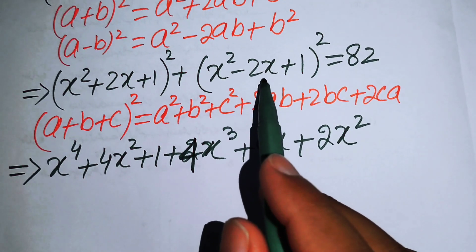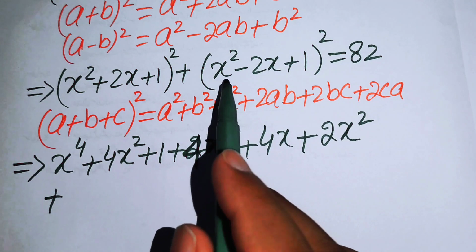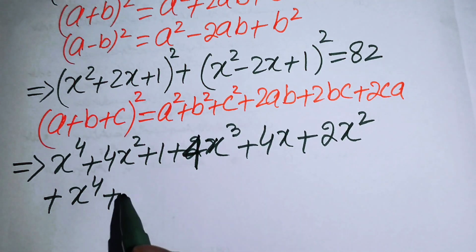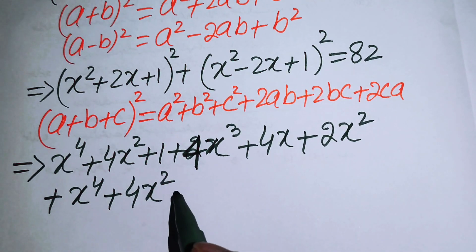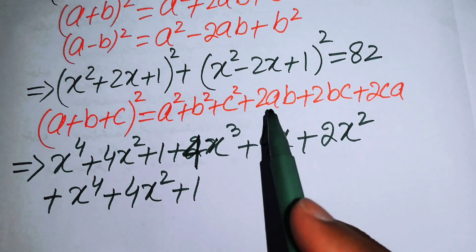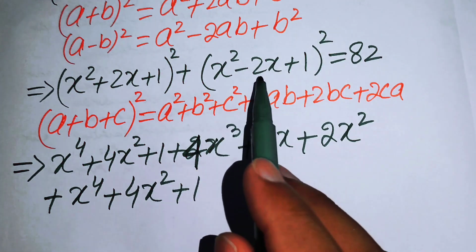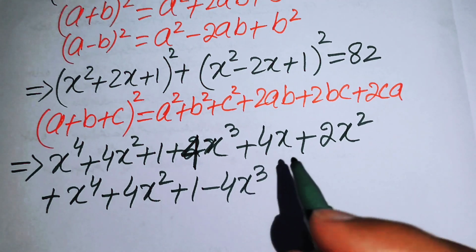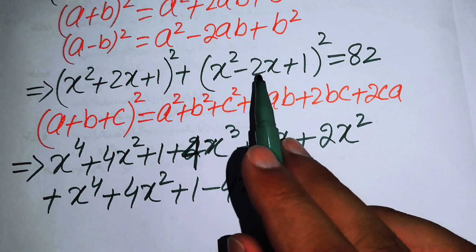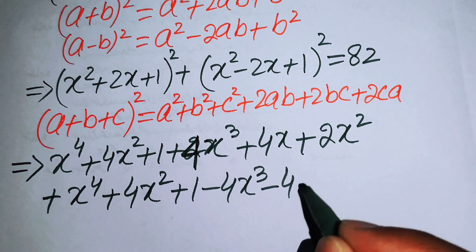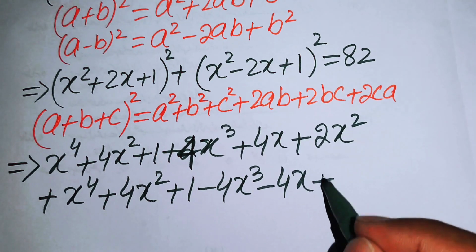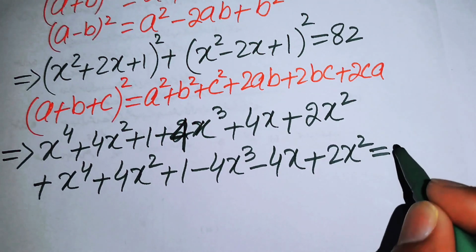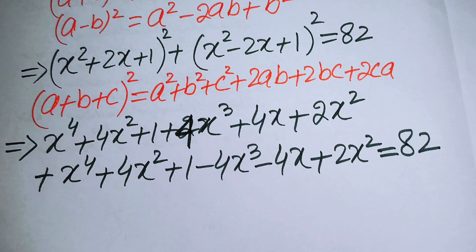Similarly we can open this formula here, and plus first you have x^2 squared, which is x^4, and plus the square of minus 2x is 4x^2, plus 1. After that you have 2ab, where a is x^2 and b is minus 2x, so you get minus 4x^3, and plus 2bc, where b is minus 2x and c is 1, and you get minus 4x, and plus 2ca, where a is x^2 and c is 1, and you get 2x^2, and this whole is equal to 82.